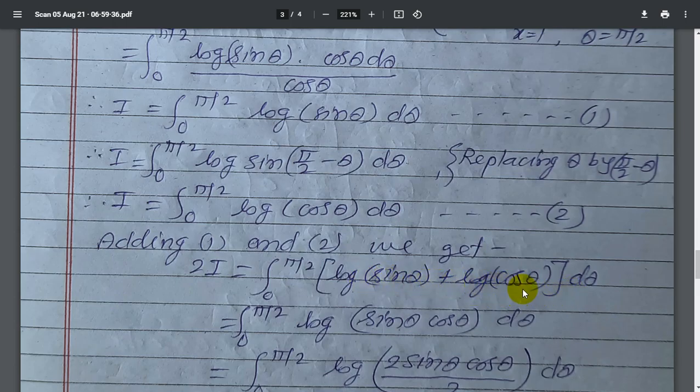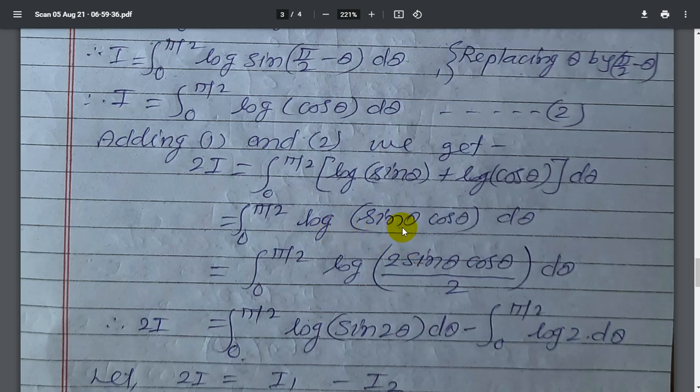But log m plus log n equals log m into n. Therefore 2I equals integral 0 to pi by 2 of log of sin theta into cos theta d theta. But log of sin theta cos theta d theta has no direct solution. So what should we do? We need to convert it into another form, because this property fails to give a solution; it only gives log of sin theta cos theta together.